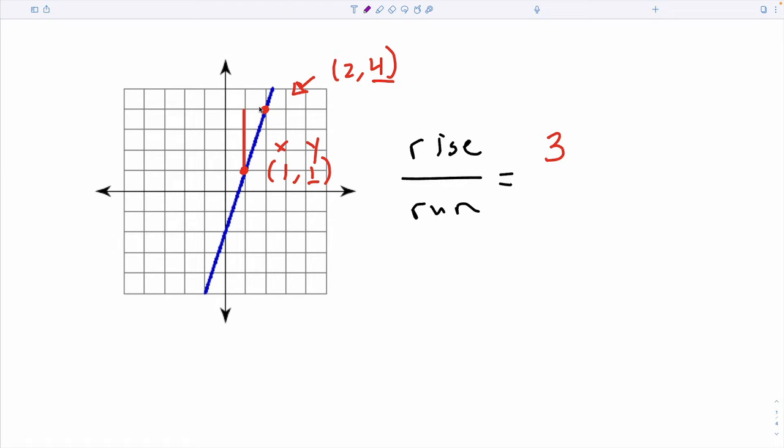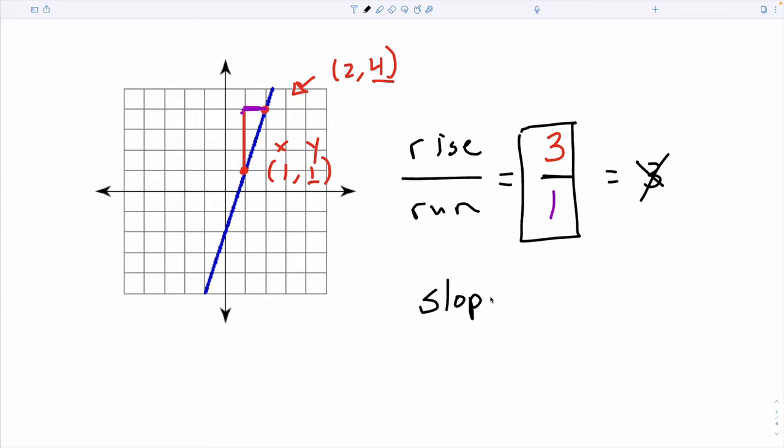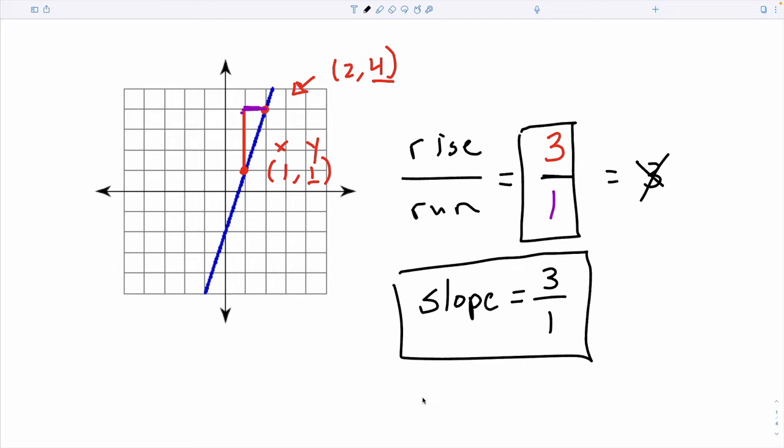The run is how much it changed over. So from this point, it went over how many times? Just 1. So let's put the 1 on the bottom. We always express the slope as a ratio. So this is one of the only times when I actually want you to just leave it like this. Don't make it a whole number 3. That's not really a great way to look at slope. If you did write a 3, I wouldn't mark you wrong, but it's always easiest to look at slope as a ratio. This slope is 3 over 1. You just found your very first slope. 3 over 1.